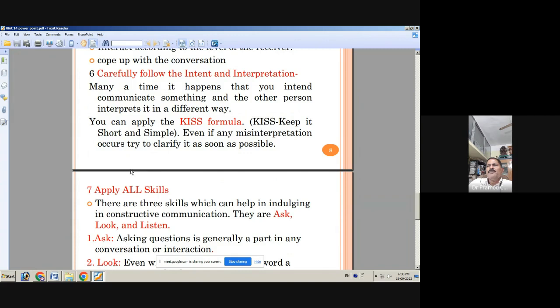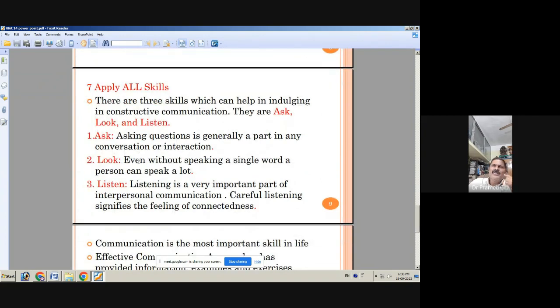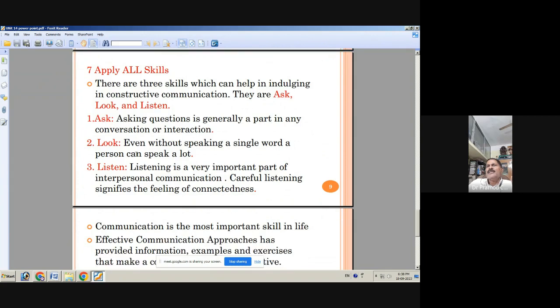And if anybody is misinterpreting your message, if misinterpretation occurs, try to clarify it as soon as possible in the simplest manner. That formula is very helpful for us for better communication. That is, keep it short and simple, and apply all skills. Here, ALL means A means ask, L means look, and another L is listen.